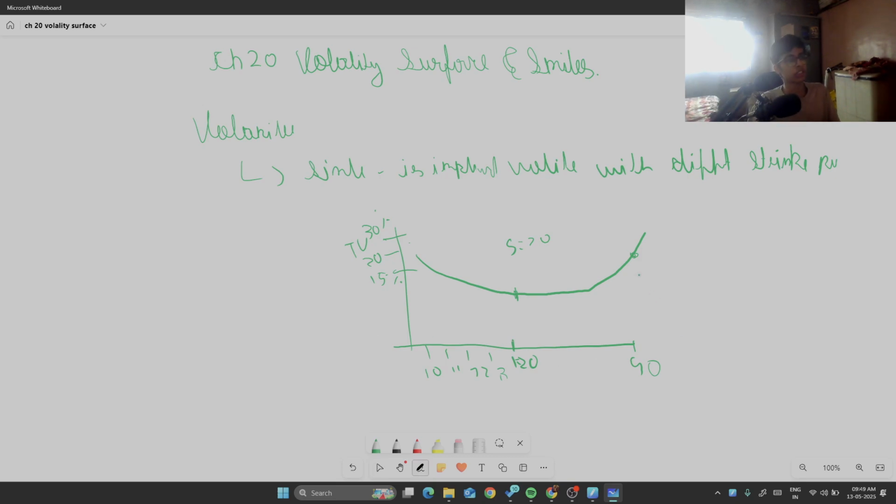And the volatility surface is the third axis. If there is a time to maturity axis, time 1 month, 2 months, 3 months, then the plot is converted into a surface. So now we are looking at implied volatility with respect to strike price and also the time to maturity. So it is a whole surface. Let me show you the surface.